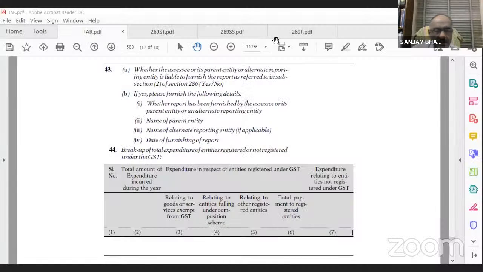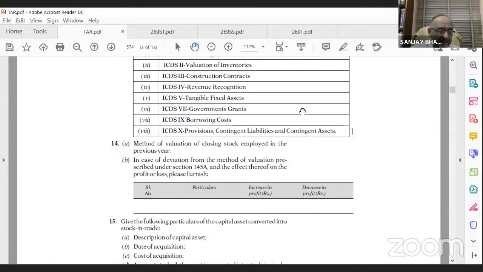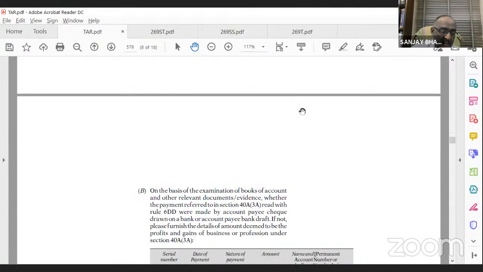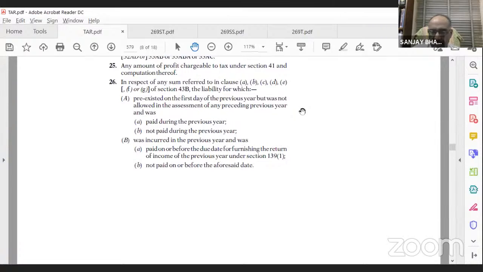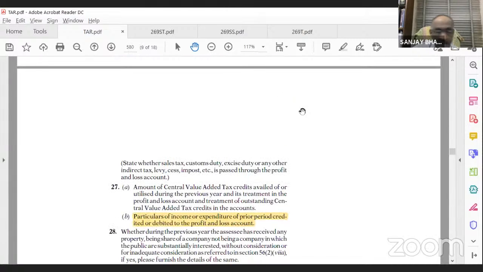Right, sir. You see, I am just touching 2 or 3 items. When we were discussing serial number 26, which is regarding 43B, one point I think should have been referred to, but it was not. That is a particular query that has been made without there being any serial number. Just between 26 and 27, there is one very important query. And that query is whether the indirect taxes are passed through the profit and loss account. The importance of that clause one should understand. I'm giving you an example.